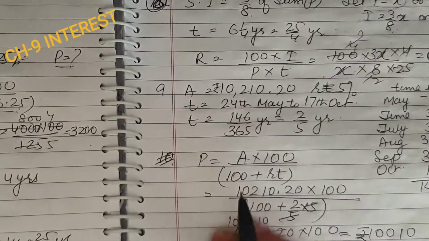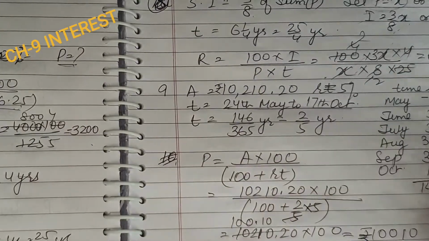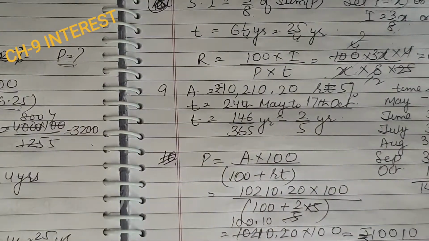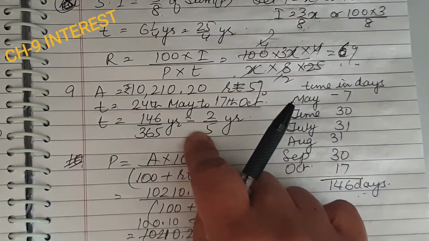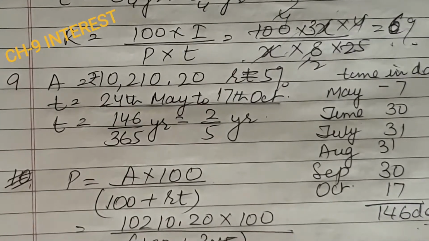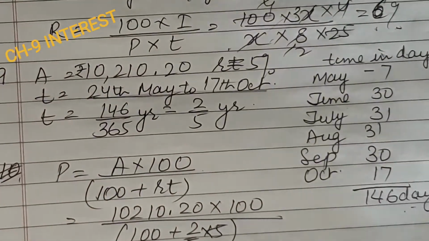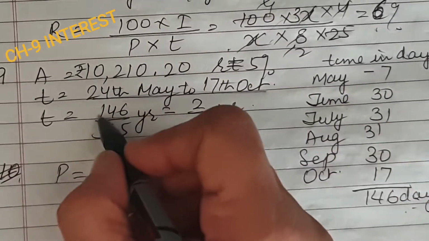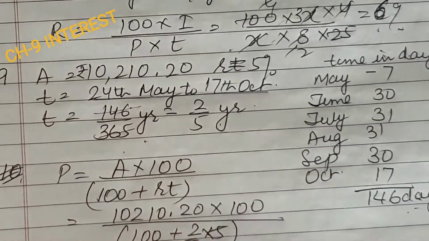Now in question number 9, again you are given the dates. Dates means you have to find the number of days, and after finding the number of days, you have to find the time. So time will be dividing by 365, this makes 146 days divided by 365, which is 2 by 5. This is always cancelled with the table of 73. 73 twos are 146, 73 fives are 365.